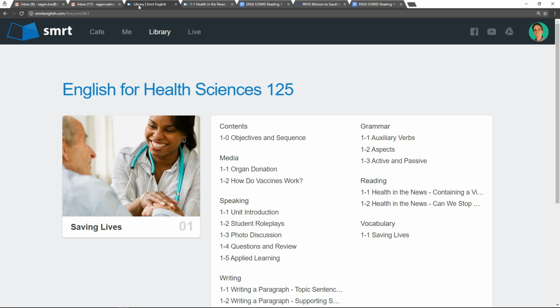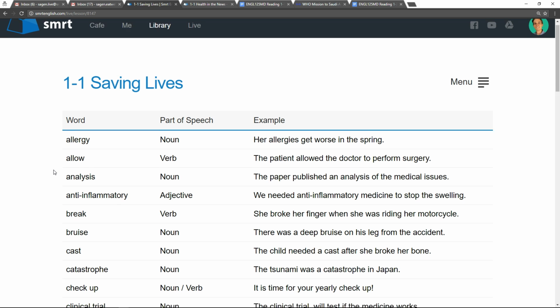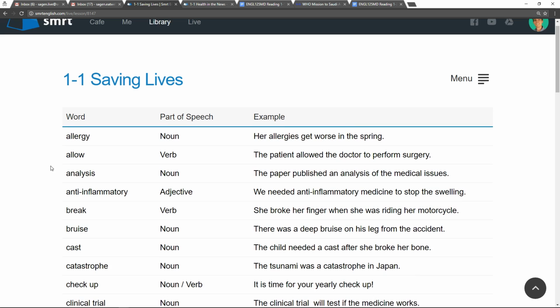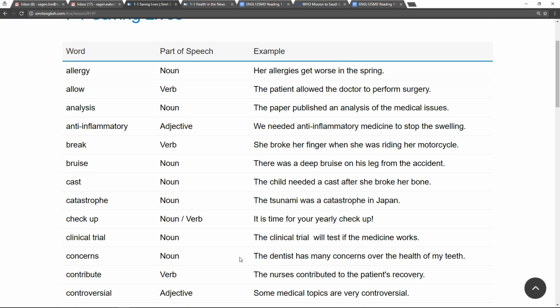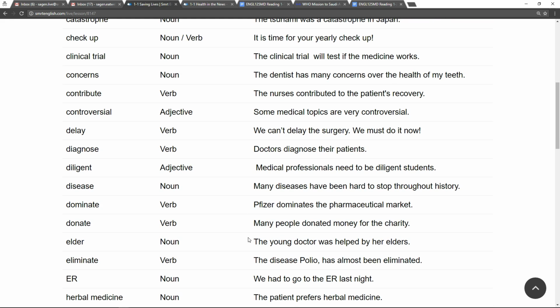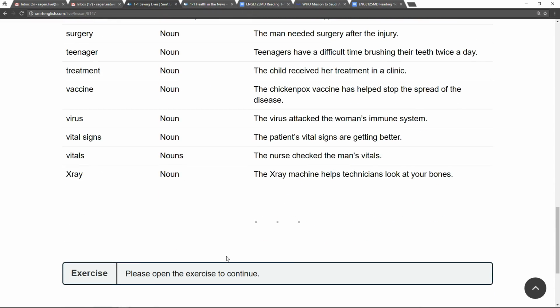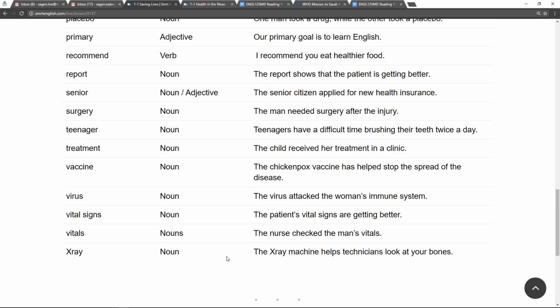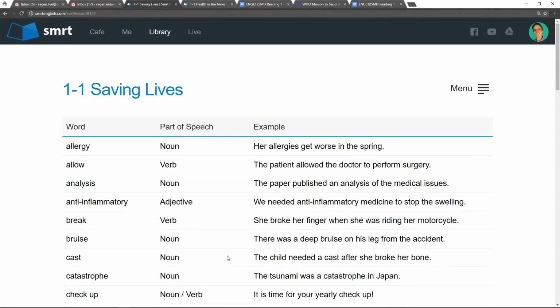In addition to that, I would like you to study the vocabulary list. When you are in the Smrt curriculum, in the class, in the first unit, go to vocabulary 1-1. You'll see all of these words here. A couple weeks ago, some of you might have been with me when we talked about some of these vocabulary words. You see there's a lot of them. You'll see some of them on here again, so we went through them.